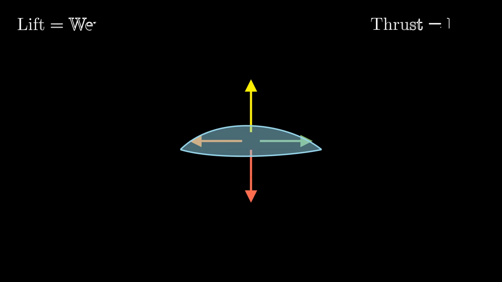To fly, we exploit physics to create a lopsided environment. By using the airfoil shape and the angle of attack, the atmosphere literally pushes the airplane up. It's a constant tug-of-war between lift and drag.